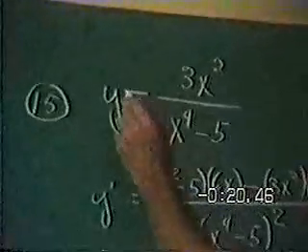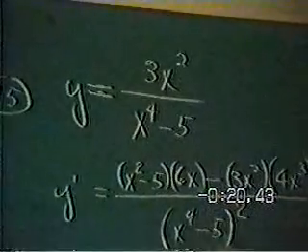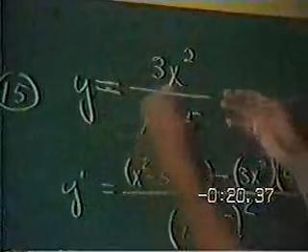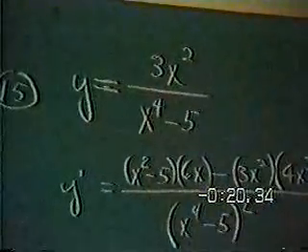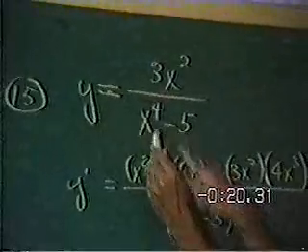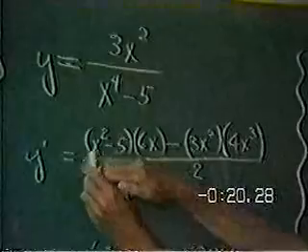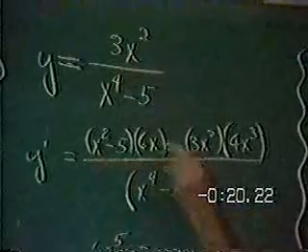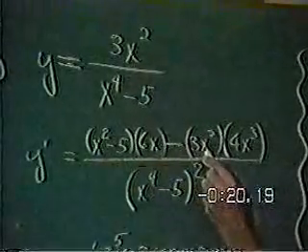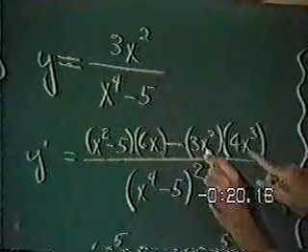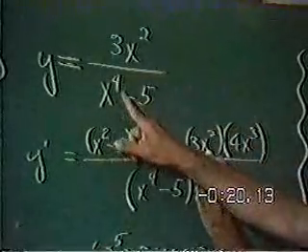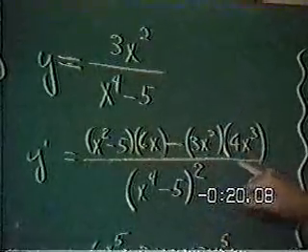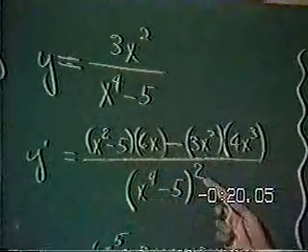Here we have y is equal to 3x squared over x to the fourth minus 5. I have a division problem, a quotient rule. I have some object divided by some object. The rule says write the denominator down, take the derivative of the numerator. Derivative up here is 6x to the first power. Minus, write the numerator down, take the derivative of the denominator. The derivative of the denominator is 4x cubed minus 0, 4x cubed. All that over the denominator squared.